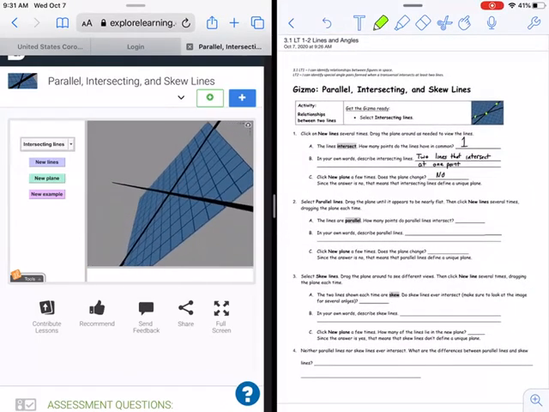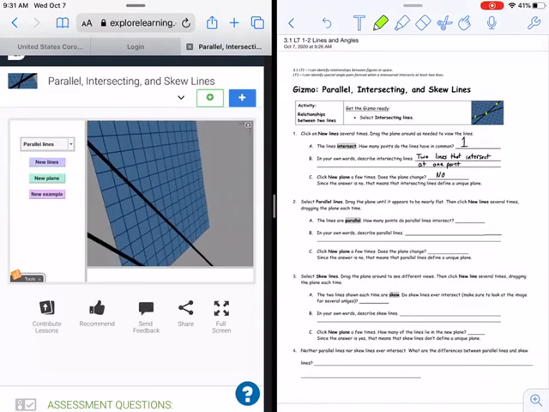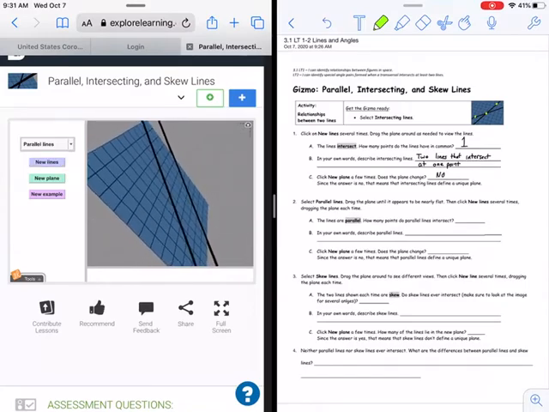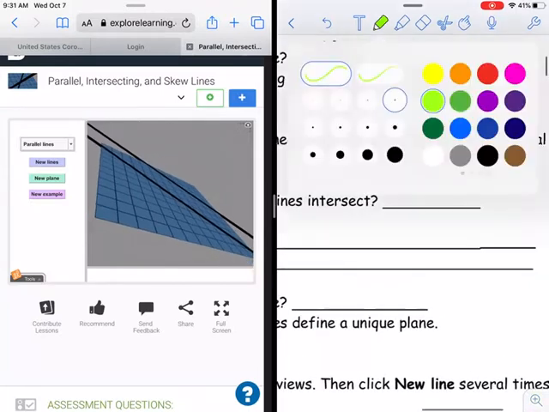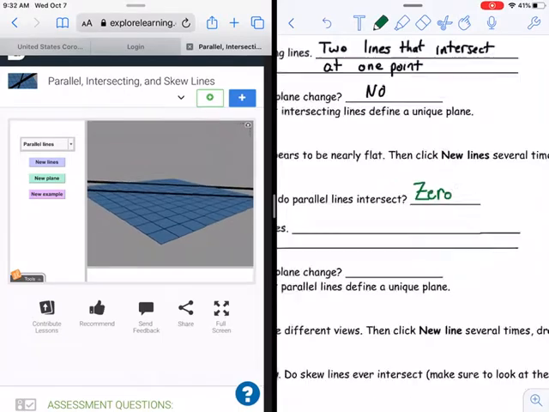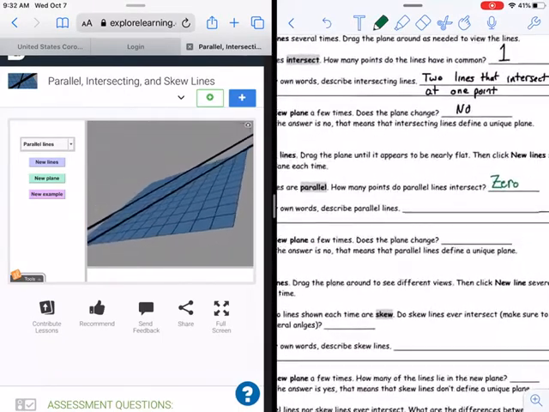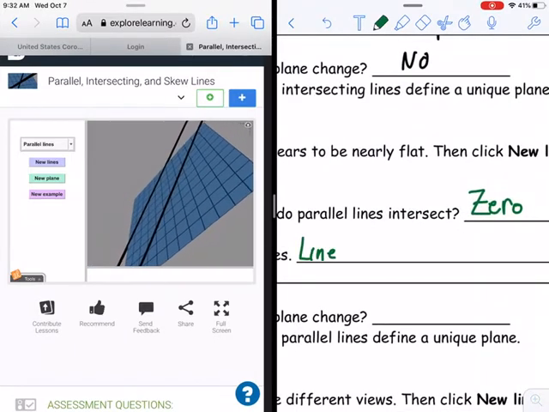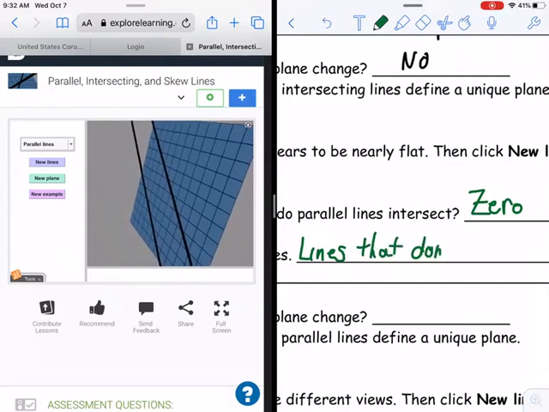Now we're going to select parallel lines. Let's click new lines. All right, all kinds of things going on. How many points do parallel lines intersect? The answer is 0. They don't intersect, and that's a major punchline. In your own words, describe parallel lines. It's lines that don't intersect.